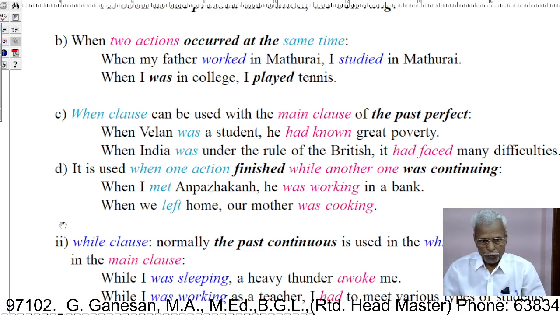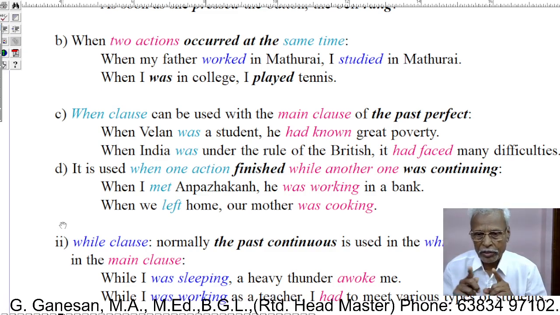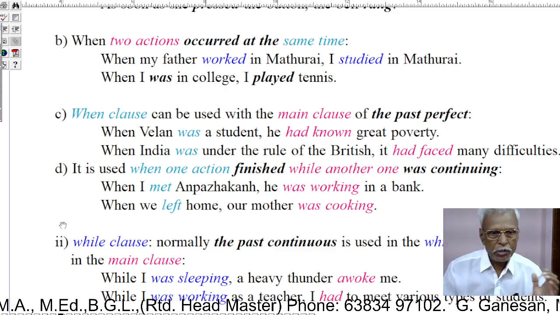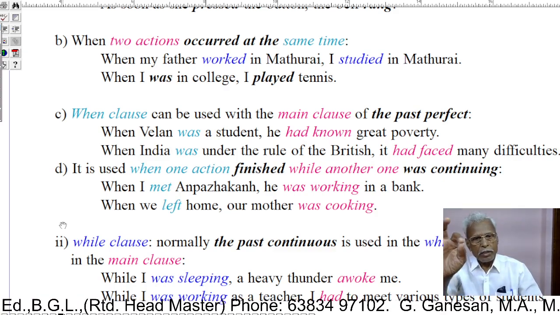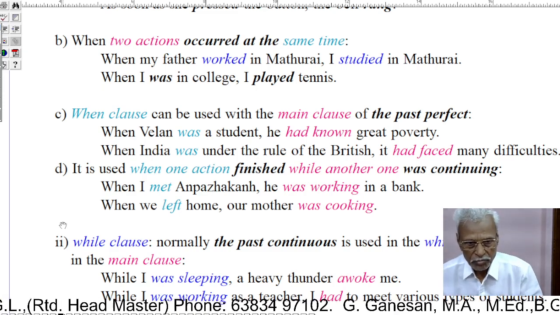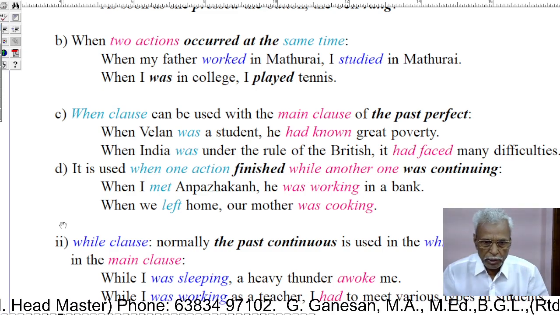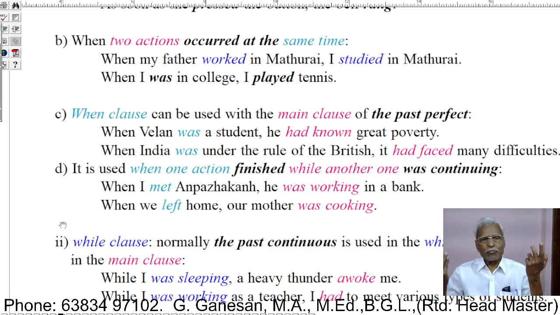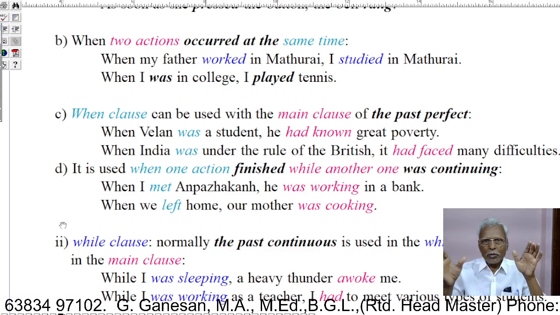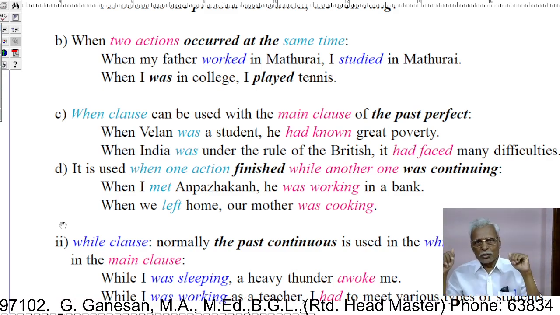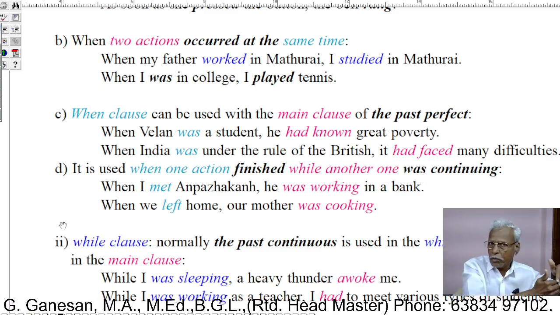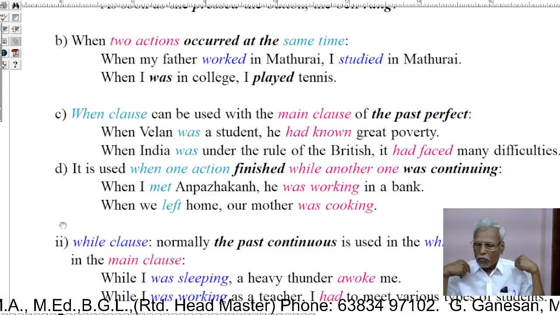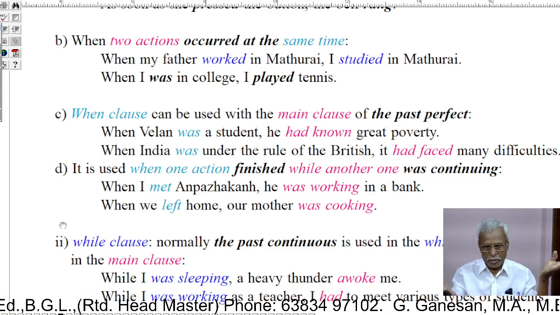See, when I met Anbalagan, he was working in a bank. Once I met Anbalagan. When I met him, he was working in a bank. That's all. When we left home, our mother was cooking. That is yesterday. My mother was cooking. We left home. So the simple past is put in the when clause, and the past continuous in the main clause. When we left home, our mother was cooking.